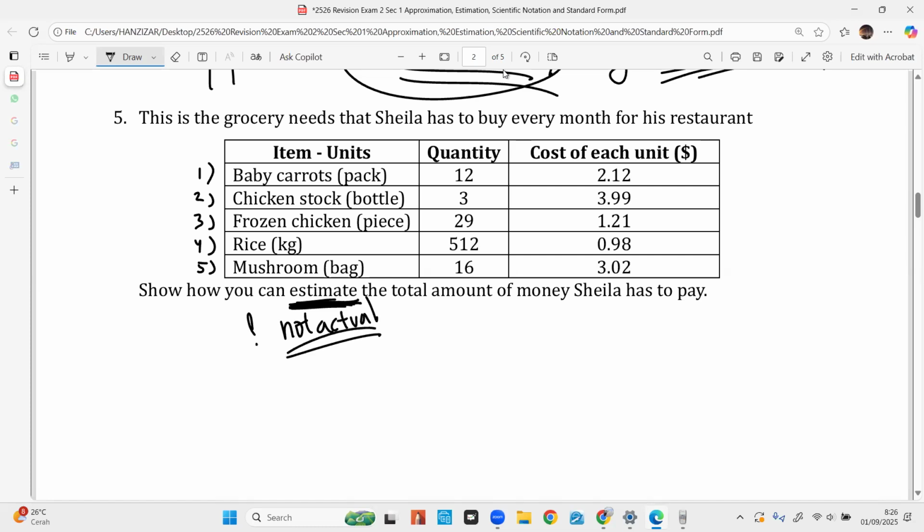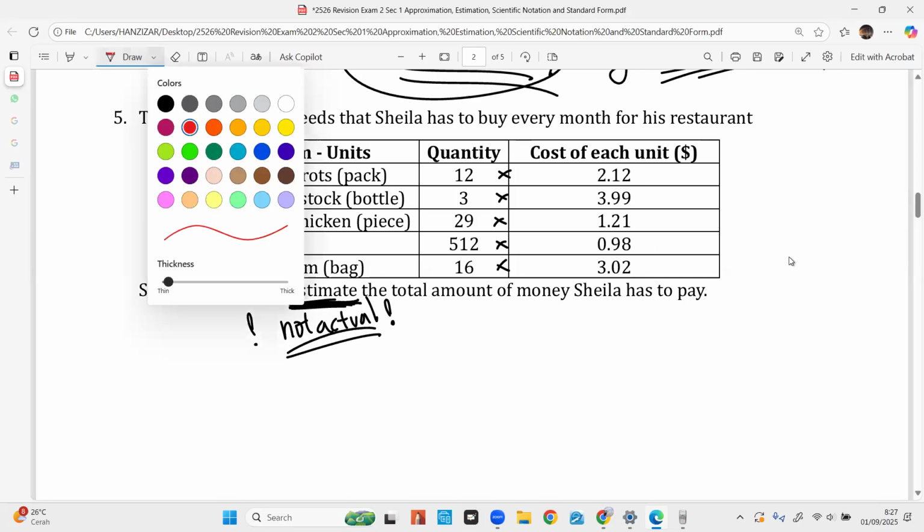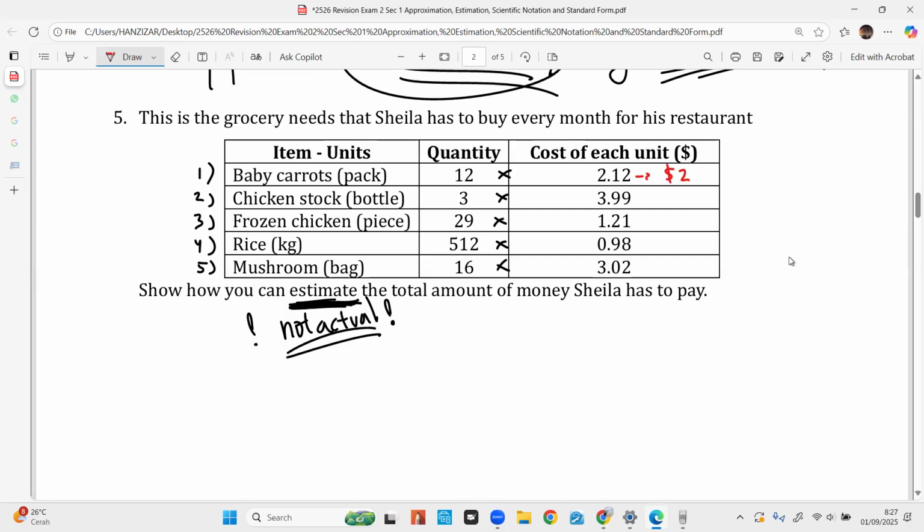Okay, keep it in your notes, not actual. So to find the value, you just multiply as simple as that, right? You multiply the number by its price, quantity times price. So you round this number, right? You round the unit price, becomes about $2. 3.99 is near to 4, very easy. 1.21 is near to $1, near to $3, right?